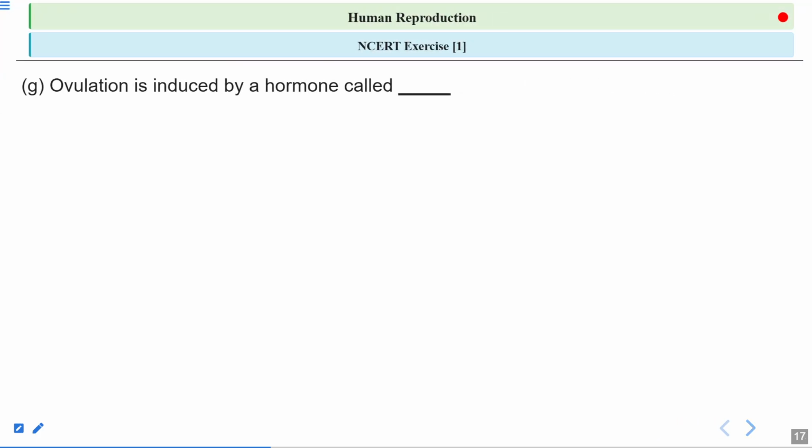The next one, ovulation is induced by a hormone called. So you have to name the hormone which causes ovulation. So what will be the answer? Let's have a look at the answer now.